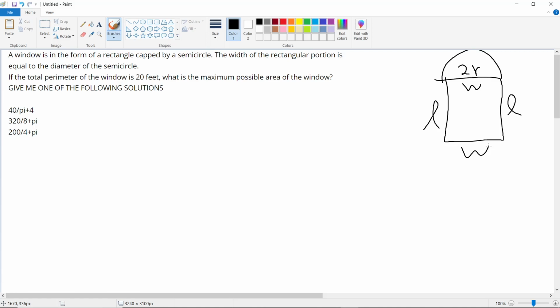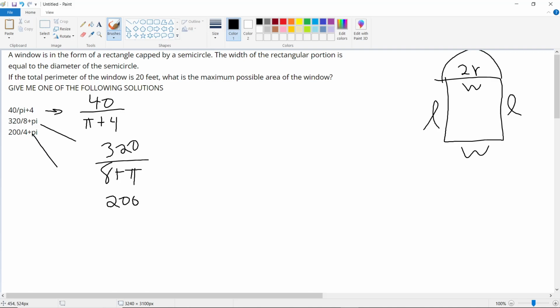First of all, this is supposed to be 40 over pi. Well, I'm just going to draw it like this: 40 over pi plus 4. In other words, it's divided by the whole thing. It's not 40 divided by pi and then that whole thing plus 4. This one is 320 over 8 plus pi. And this one is 200 over 4 plus pi. Those are the answer choices. Got to draw them accurately.